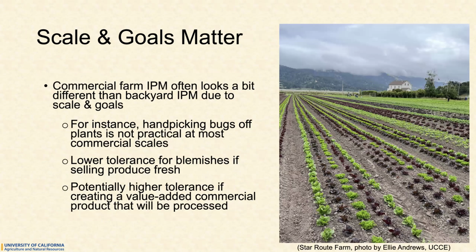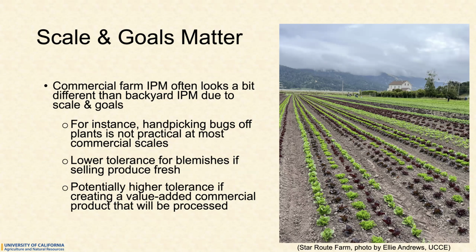And I want to emphasize scaling goals really matter. So, we have some farms here that are like half an acre or an acre, and then we have other farms that are really big. So commercial farm IPM often looks a bit different than backyard IPM as well due to different scales and goals. So for those of you who might be backyard growers or non-commercial growers, or just at a really, really tiny scale, maybe handpicking bugs off plants is helpful for you, but in most cases, it's not going to be practical at commercial scales.